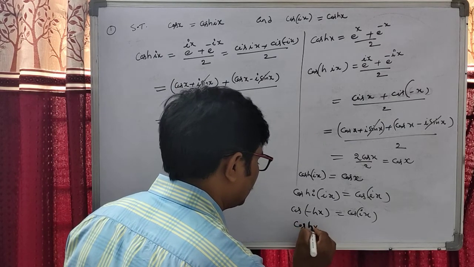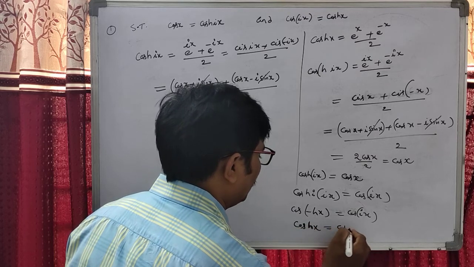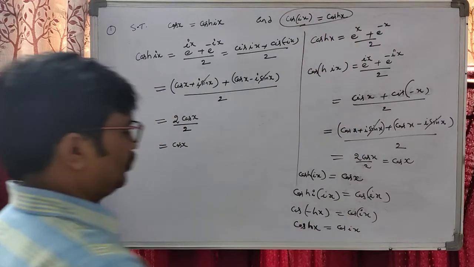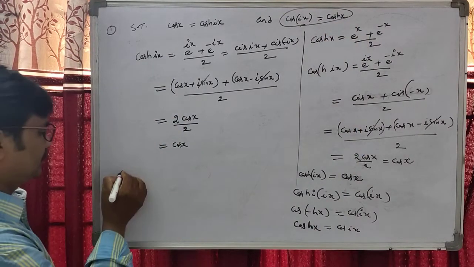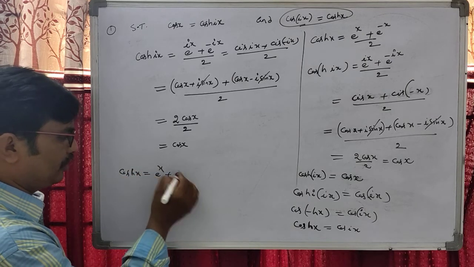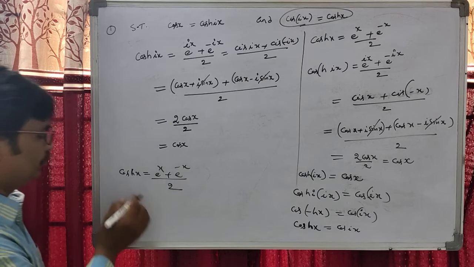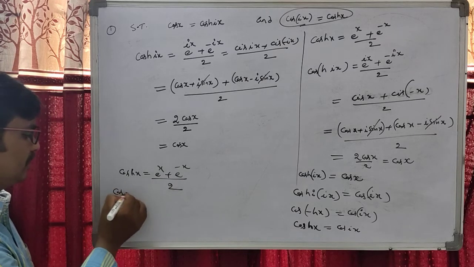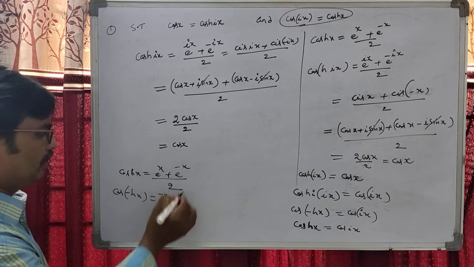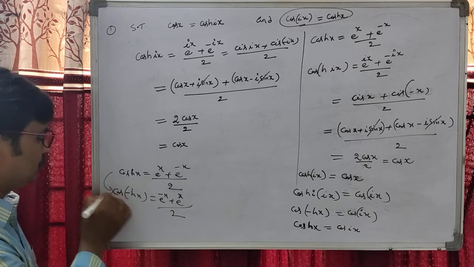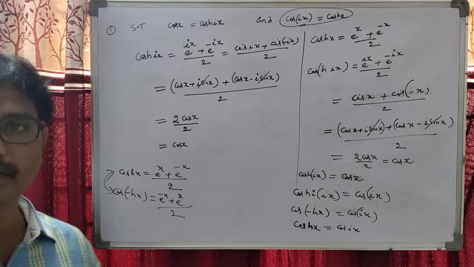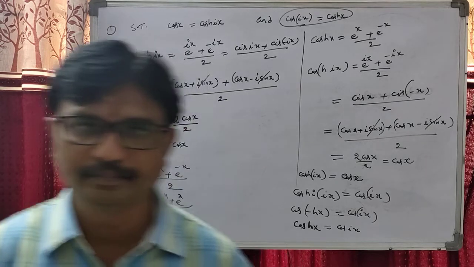Cosh x is equal to cosh of minus x. Everybody knows the form cosh x equals e power x plus e power minus x by 2. Suppose we replace x by minus x, that is e power minus x plus e power x by 2. These two are equal. Do you understand, students? The cosh of x equals cosh of minus x.